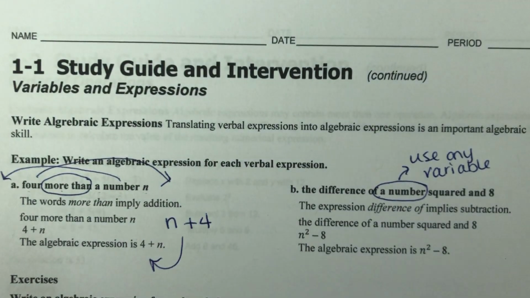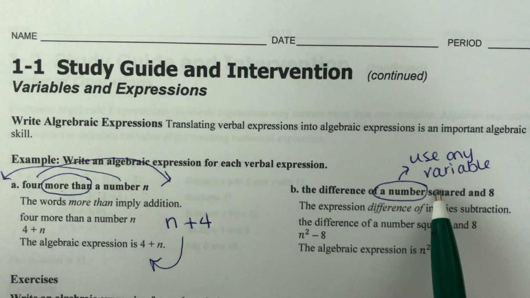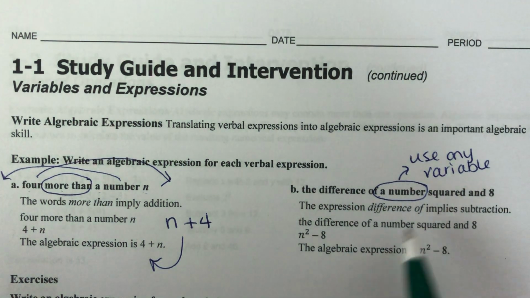It does not mean pick some random number. It doesn't mean say 7 squared minus 8. That's not what it's saying. It's saying you don't know what the number is, so use a variable.